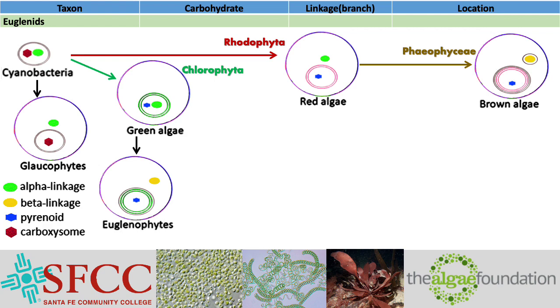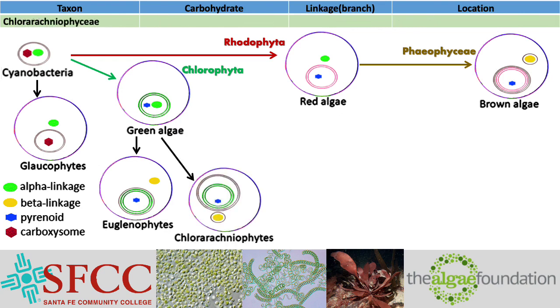The euglenids arose from a secondary endosymbiosis of a green algae. They have a carbohydrate called paramylon that is linked by beta-1,3 linkages and is stored in the cytoplasm. The chloroarachnophytes also have chloroplasts derived from the chloroplasts in green algae. The carbohydrate is a beta-1,3 linked molecule that may be related to paramylon. This carbohydrate is stored in a membrane enclosed vacuole in the cytoplasm.